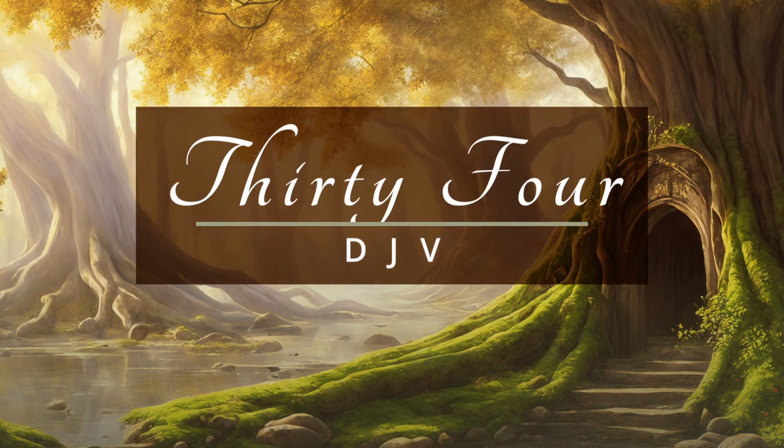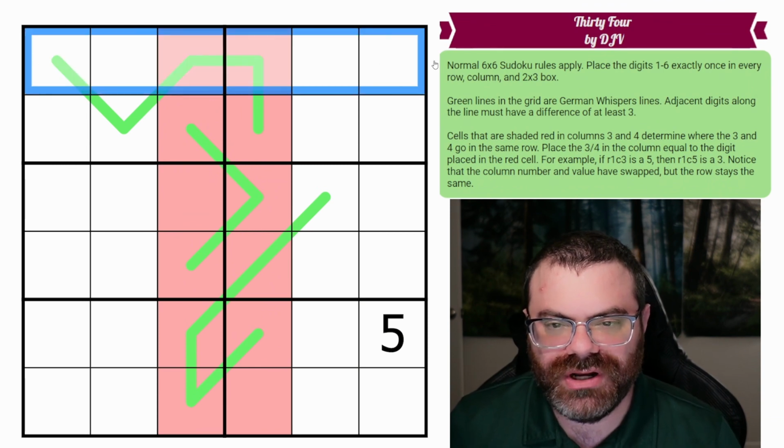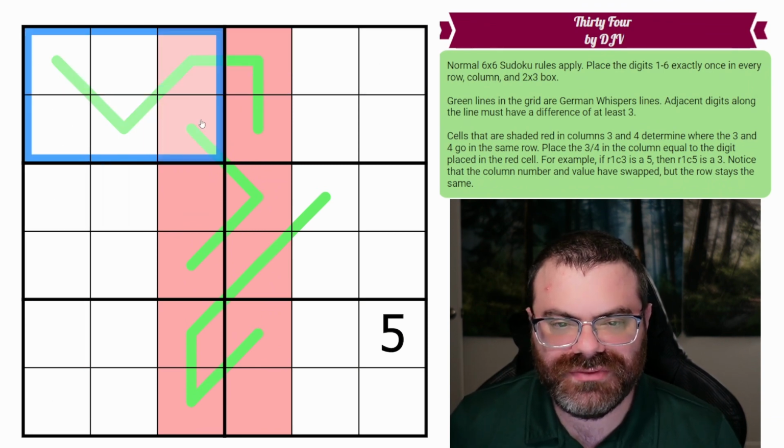Hello, let's continue our Sudoku adventure with 34 by DJV. So we have normal 6x6 Sudoku rules, which means in every row, every column, and every 2x3 box, we are placing the digits 1 to 6 exactly once each.